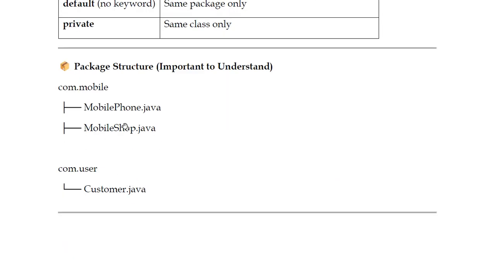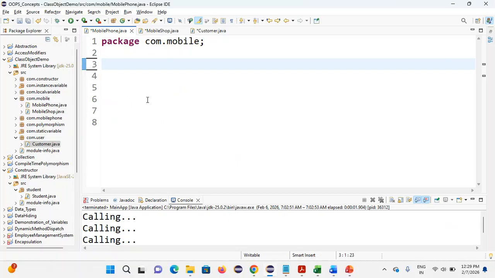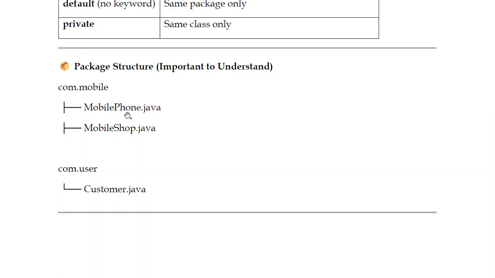Now we'll discuss in a hands-on manner. The package structure, you just maintain like this, then only you can understand. My package name is com.mobile. In the previous session itself I told you how to create the package and all, so to save time, I've already created the package. What is that? com.mobile. This is the package name. The file names I'm maintaining: MobilePhone and MobileShop.